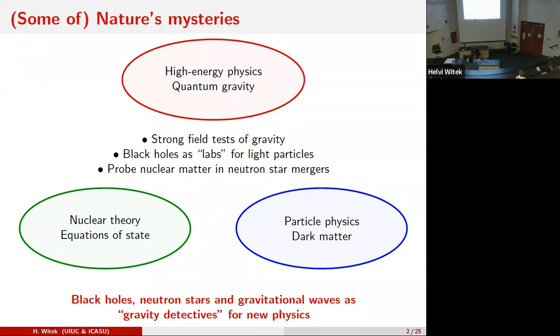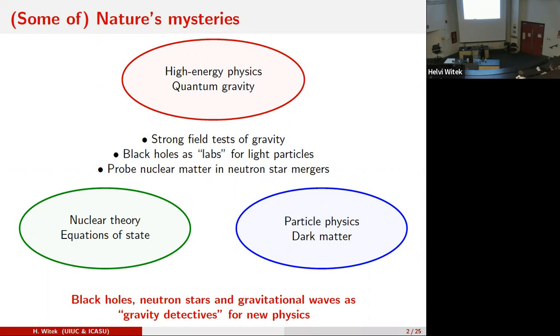And there's a really cool way that I will show you later on where we can use black holes to look for a class of dark matter candidates, complementary to what I know people here in the physics department are looking at, and a different observatory, if you will.